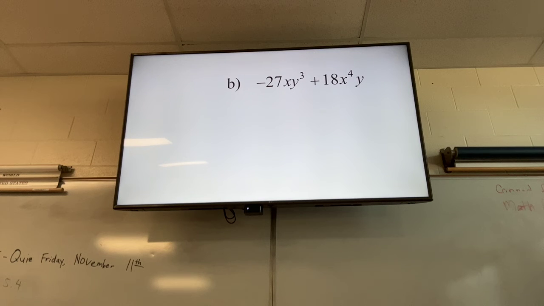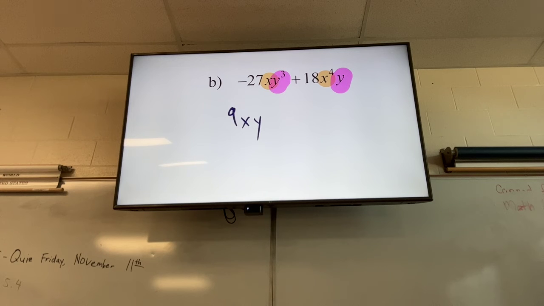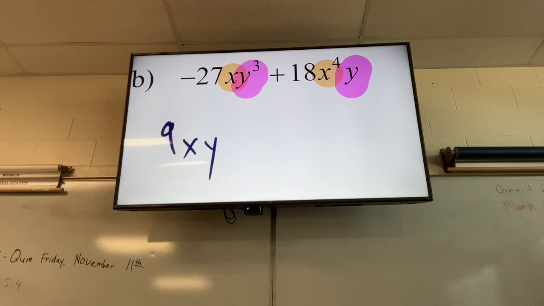B. Let's go with Danny Hall. How do I do B? What do I do? GCF. The GCF of the coefficients is 9. I can pull out an X, and I can pull out a Y. Both terms have X on them, and the lowest exponent on X is 1, so you pull out just an X. And both terms have a Y, and the lowest exponent on Y is 1, so you pull out just a Y. And then Danny, what's in my parentheses?